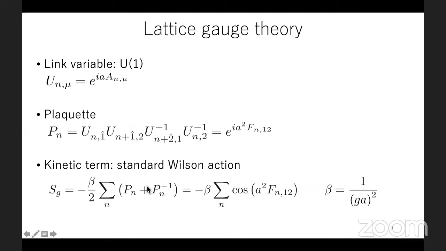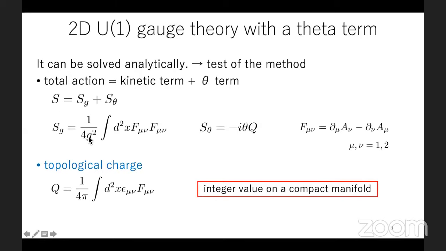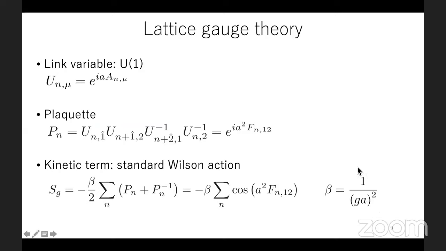So we regularize this theory on the lattice. We introduce the usual link variables and plaquette. The kinetic term is described by the standard Wilson action. Now the manifold is 2 dimensional, so the plaquette is only in the 1-2 direction, and its inverse only this. This parameter beta is related to the original coupling g, and a is the lattice spacing.